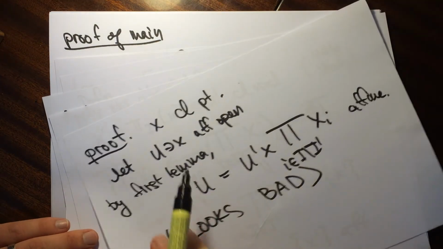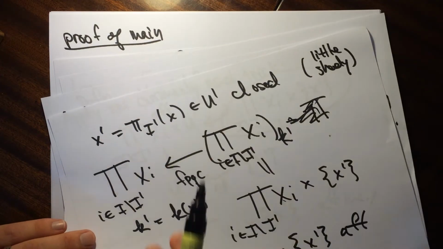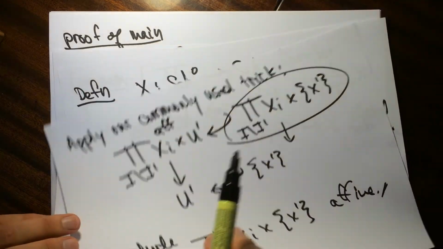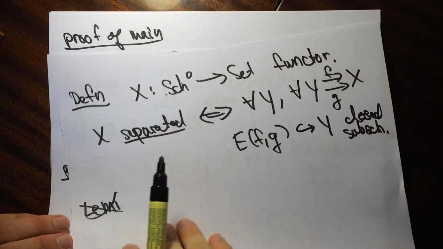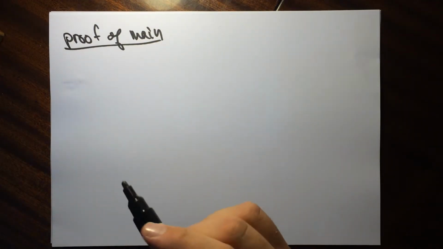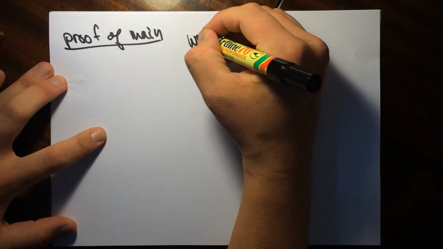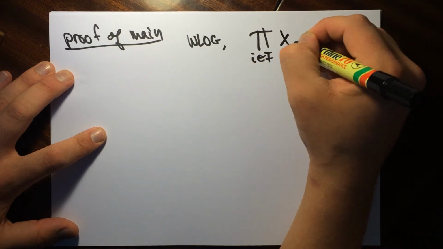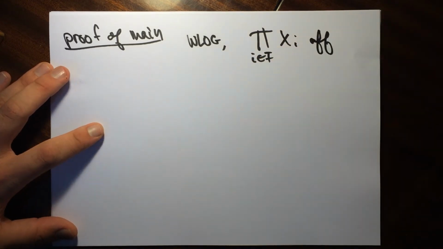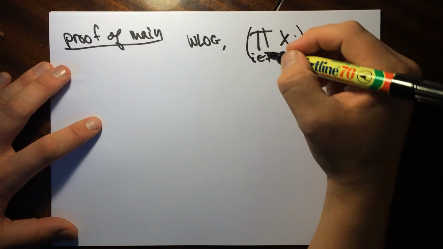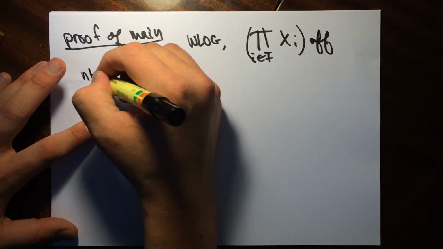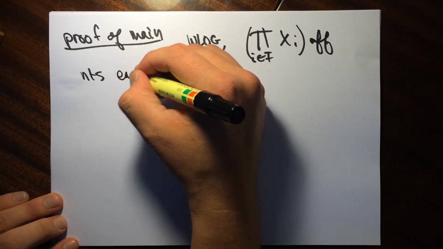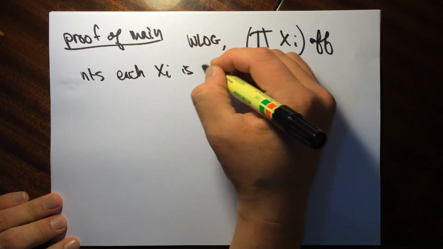We had those two things, and so I'm going to clump those together. In the proof of the thing, we wanted to show that all but finitely many are affine. So without loss of generality, let's just assume that this whole product is affine, because we already showed that the big chunk was affine, and we need to show that each xi is affine.